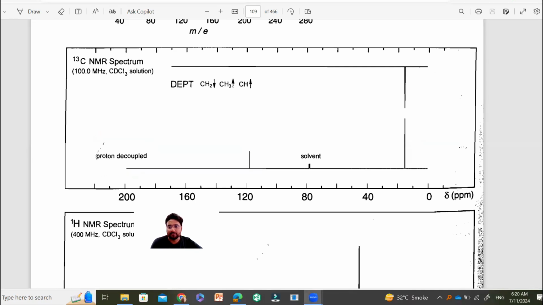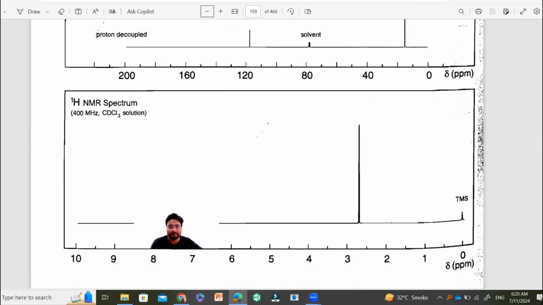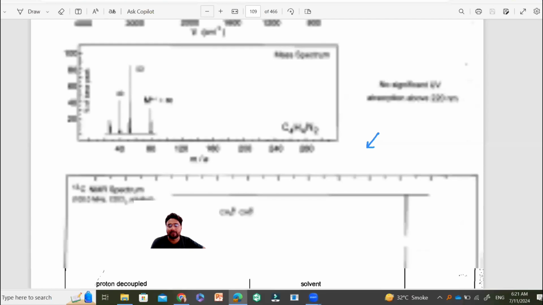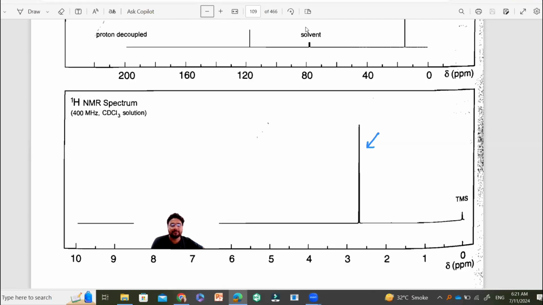So let's move finally to the proton NMR spectrum. Proton will provide you the exact answer to our question. If you see the proton NMR spectrum, there is only one signal, and the signal is this one. Because the molecular formula of the compound is C4H4N2, there are only 4 hydrogens. What's the multiplicity of these 4 hydrogens? Singlet. These 4 hydrogens are giving you a singlet.